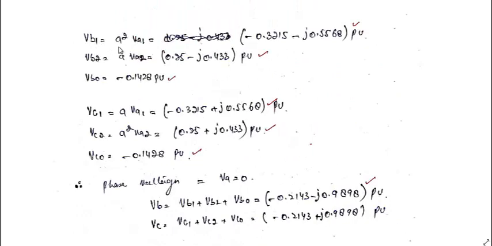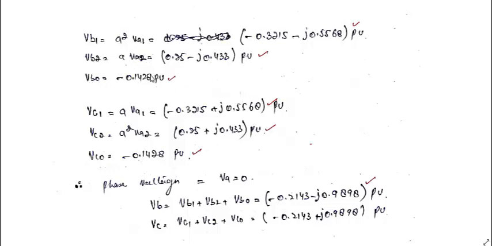Now VB1 will be equal to a square times VA1. We have calculated this VA1. We multiply 1 angle 120, and it comes out to be this. You just put the value in the calculator, and you will get this answer. Similarly, VB2 is equal to a times VA2. So put the value of VA2, and it comes out to be 0.25 minus j0.433 per unit.